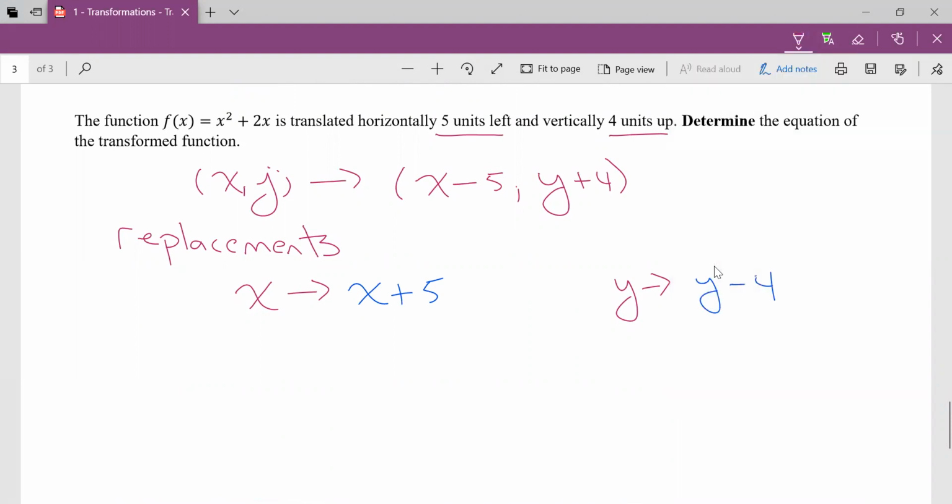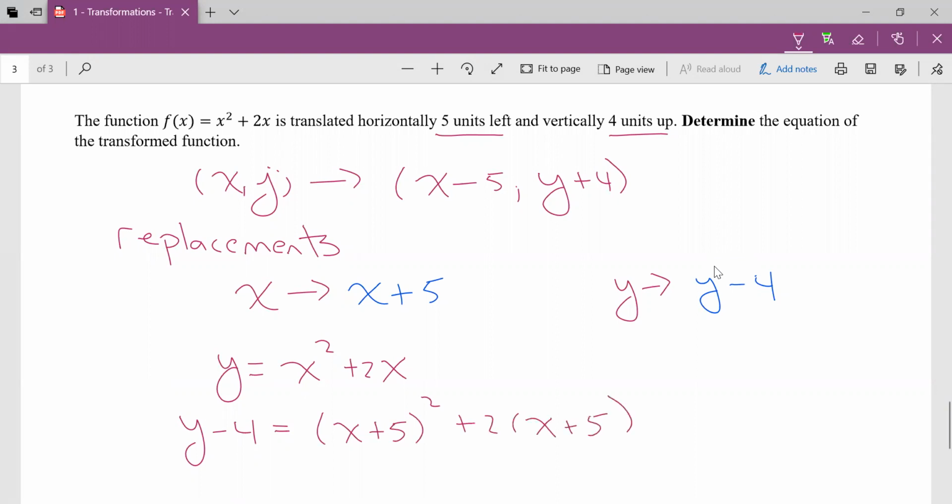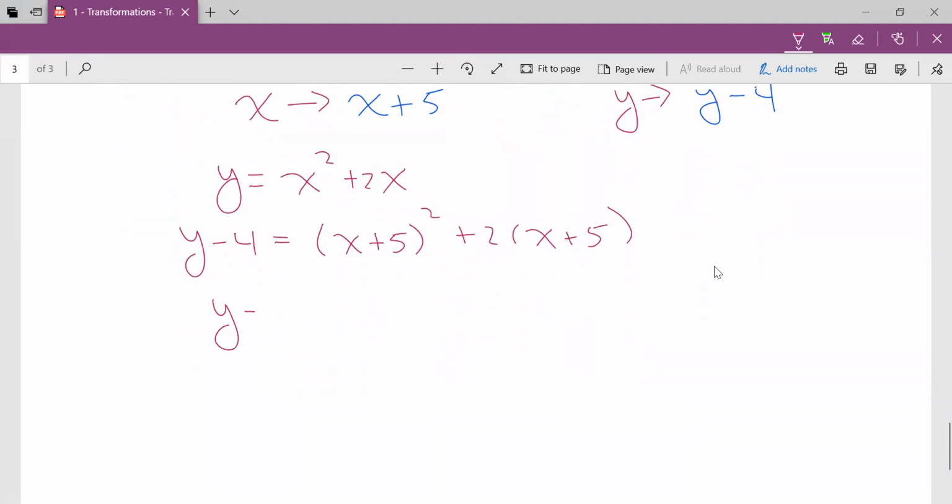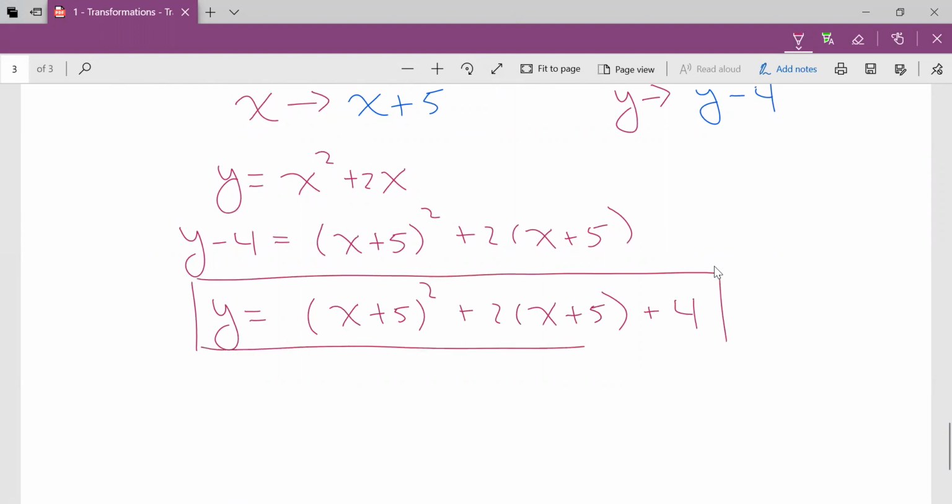Okay, let's see what happens. So here's our function right now, and I'm just going to rewrite it as y equals. Okay, I'm going to replace y with y minus 4. I'm going to replace each x with x plus 5. Okay, just like that. And then we're really used to having y isolated, aren't we? So what I'm going to do is I'm just going to add 4 to the other side. And I don't feel the need to distribute and expand this whole thing out. Okay, there is our new equation, just like that.